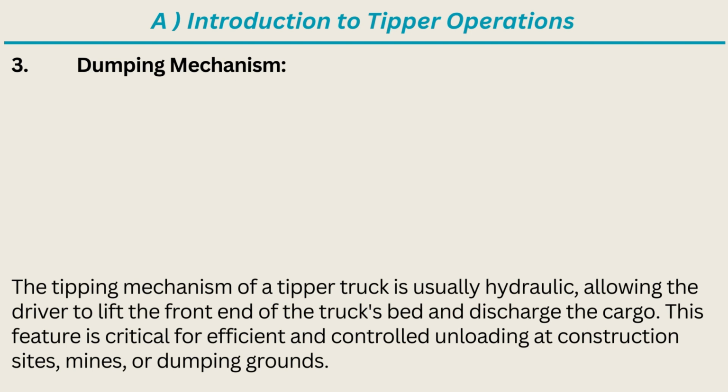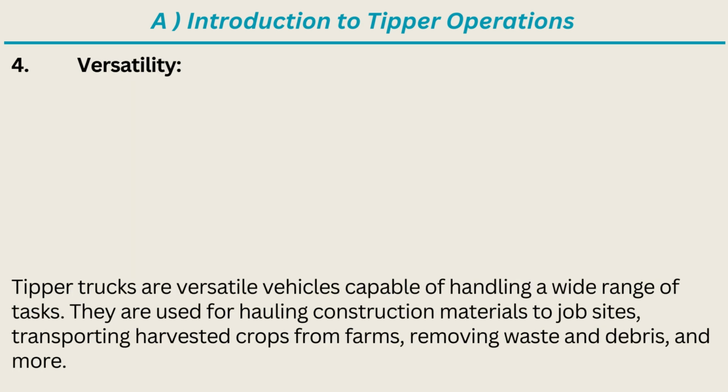3. Dumping mechanism. The tipping mechanism of a TIPPER truck is usually hydraulic, allowing the driver to lift the front end of the truck's bed and discharge the cargo. This feature is critical for efficient and controlled unloading at construction sites, mines, or dumping grounds. 4. Versatility. TIPPER trucks are versatile vehicles capable of handling a wide range of tasks. They are used for hauling construction materials to job sites, transporting harvested crops from farms, removing waste and debris, and more.